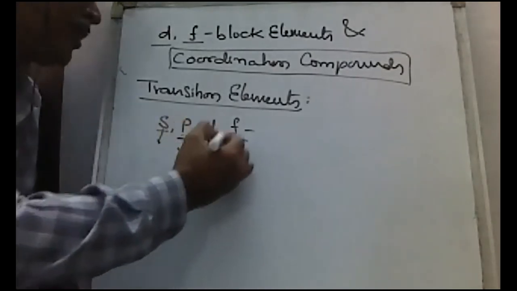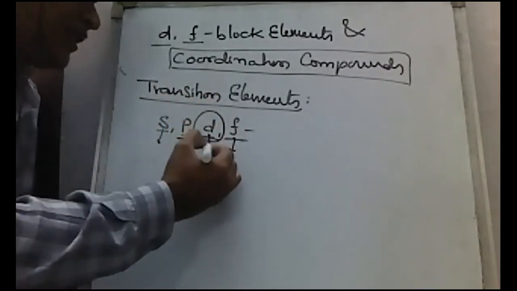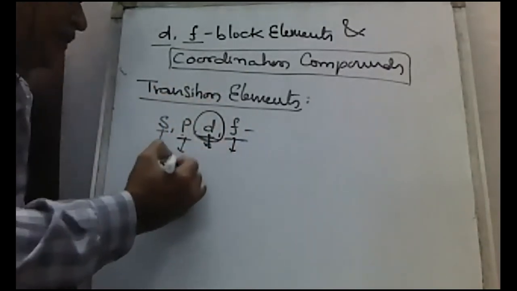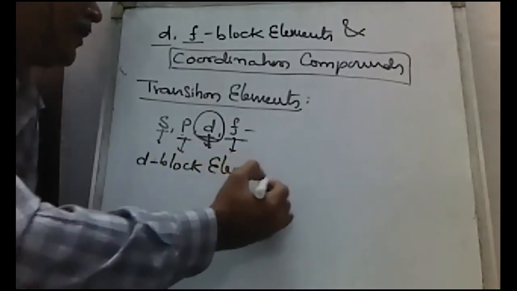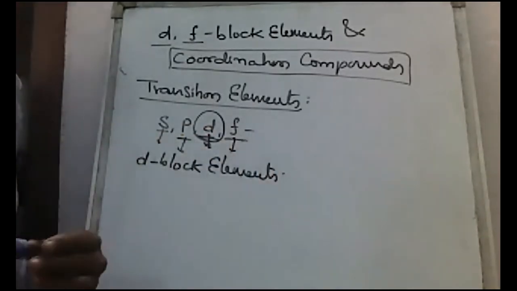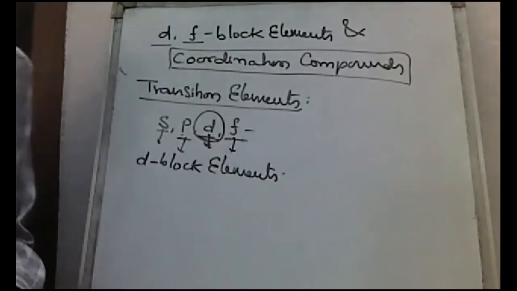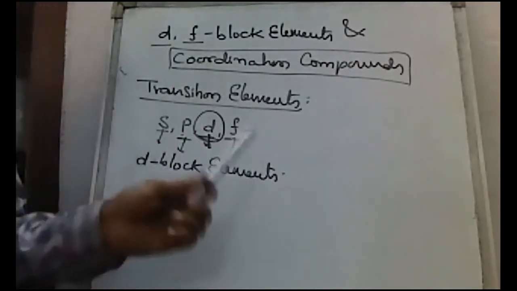Here in d block elements, the differentiating electron enters into d orbital. If the differentiating electron enters into f orbital, those elements are called f block elements.